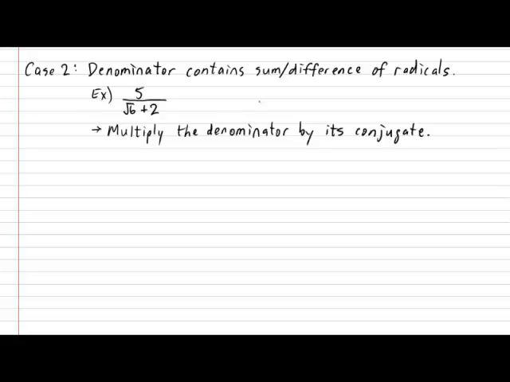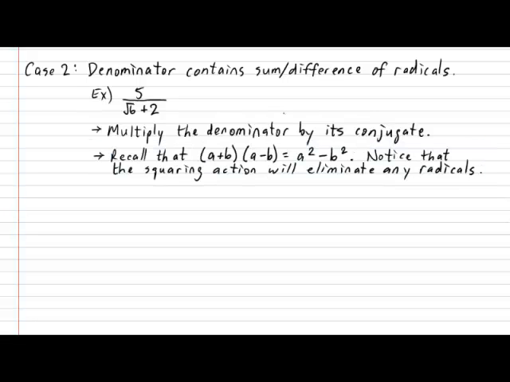The big question is, why does this work? Well, it works if you remember the properties of multiplying polynomials. Specifically, when you multiply two conjugates together, suppose you have a plus b multiplied by a minus b, you get a squared minus b squared. The biggest thing is notice that the squaring action will eliminate any radicals. So, in general terms, it looks like the following.